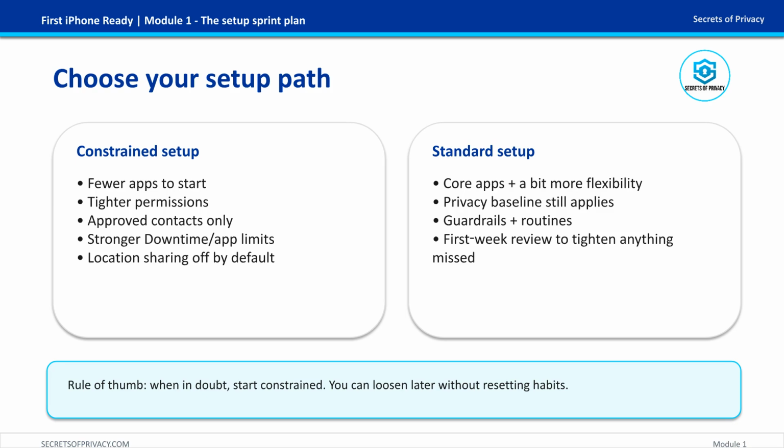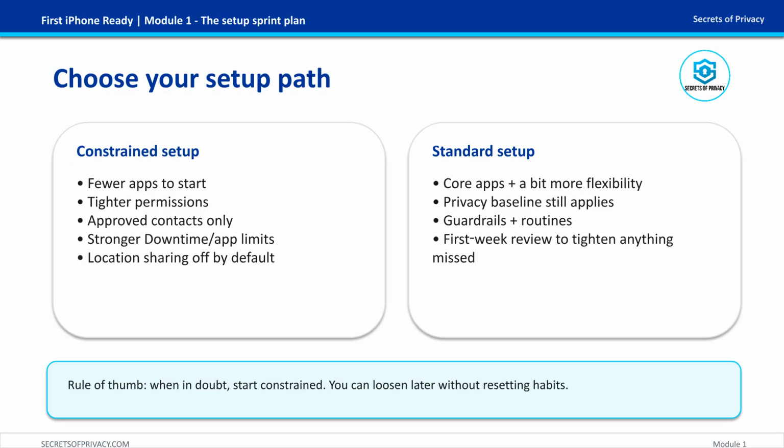Now choose your setup path. A constrained setup means fewer apps to start, tighter permissions, approved contacts only, stronger downtime and app limits, and location sharing off by default. This is usually the best default for ages 8 to 12, especially if you're unsure.